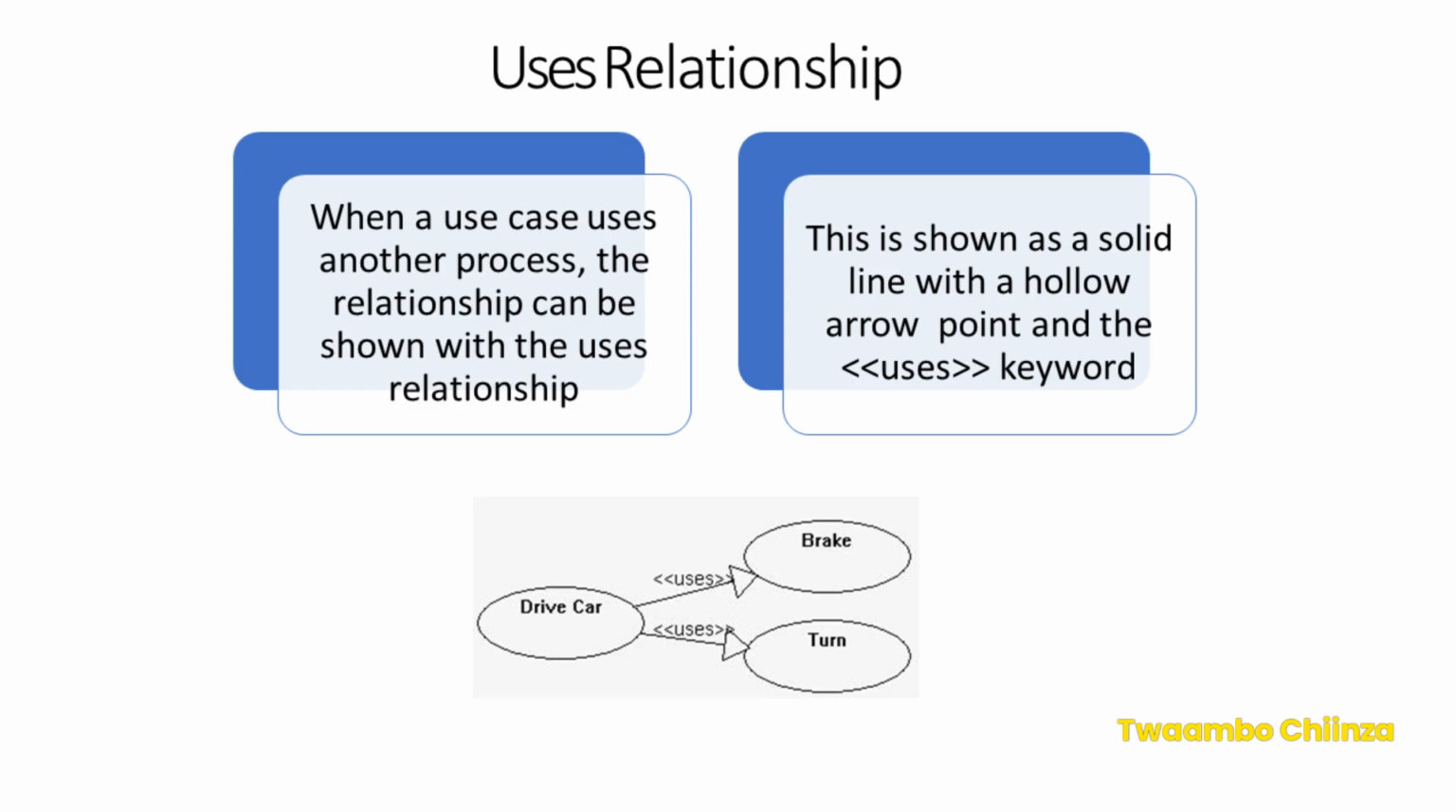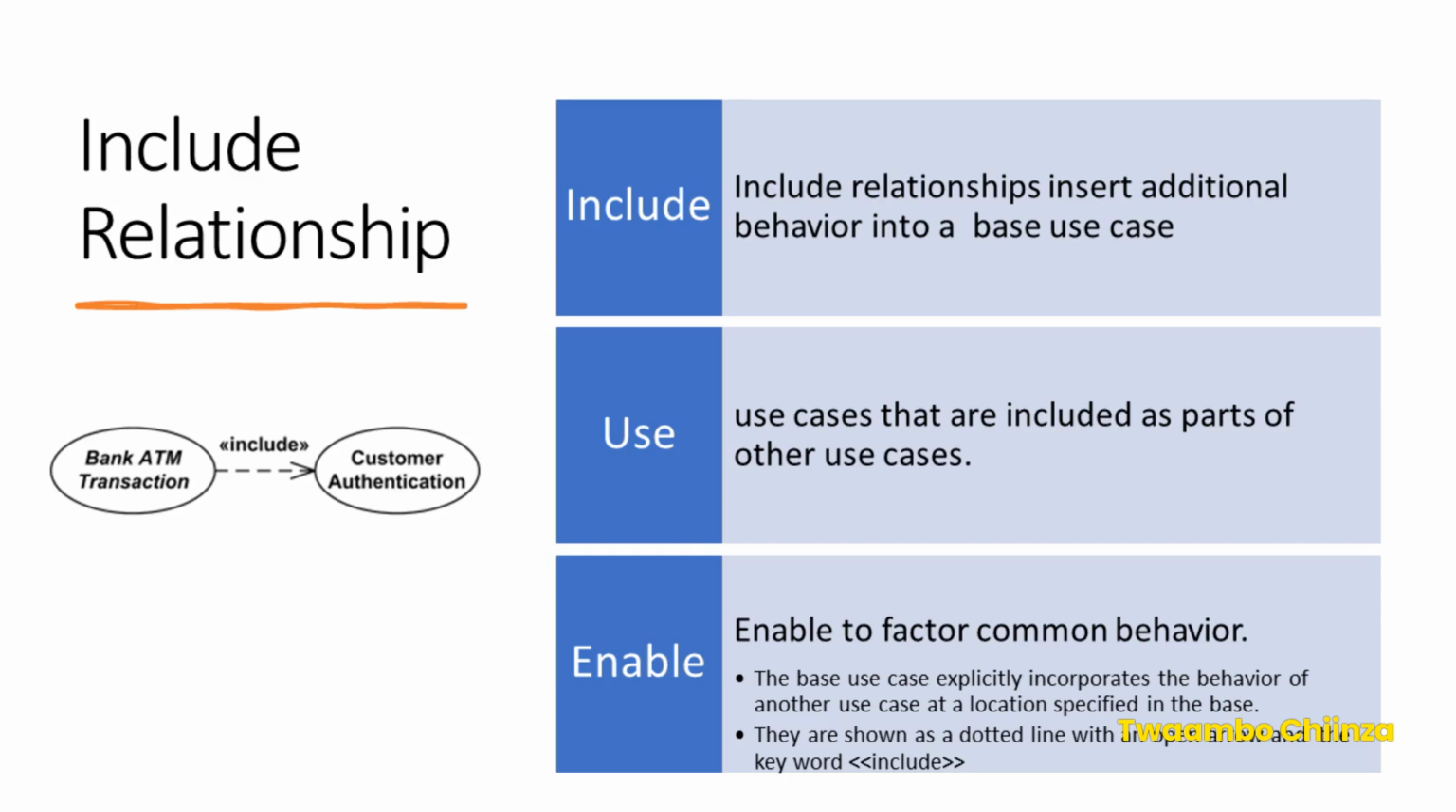This relationship helps modularize the system by allowing use cases to rely on shared functionality, promoting a cleaner and more organized system design. The include relationship in use case diagrams allows one use case to insert additional behavior into a base use case. This relationship is used when a use case always includes the behavior of another use case as part of its process, ensuring that certain steps are always executed.